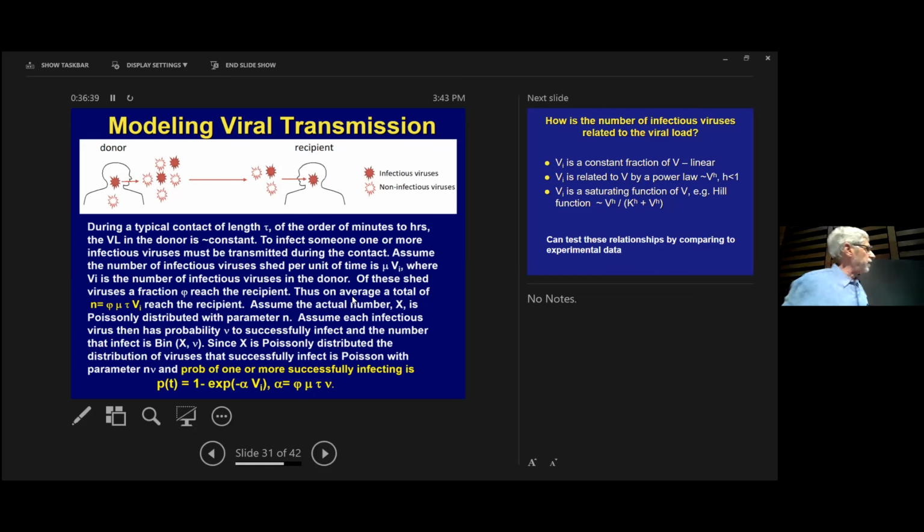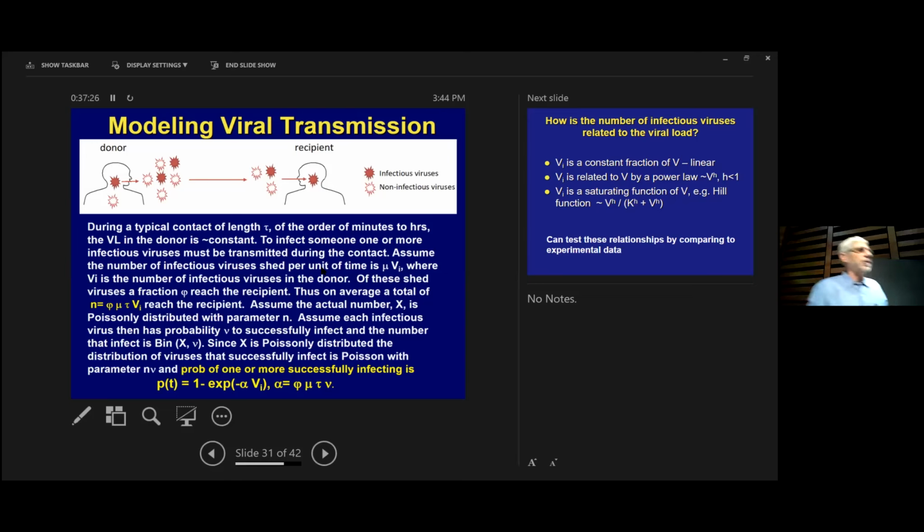So the number is in yellow there, you can calculate it. It's basically a constant times VI. That's an average. We assume the actual number that reaches any person is Poisson distributed with that as a parameter. And of those, there's a probability nu that a virus that reaches the recipient will actually trigger a successful infection. So we take a binomial distribution over those, and then since X is Poisson, you can calculate that the whole thing becomes Poisson, again with a parameter alpha, which is all of those constants. So the important thing is you end up with a Poisson with a constant times the number of infectious viruses in the exponential. So a trivial model, people experimentally have seen things of that sort.